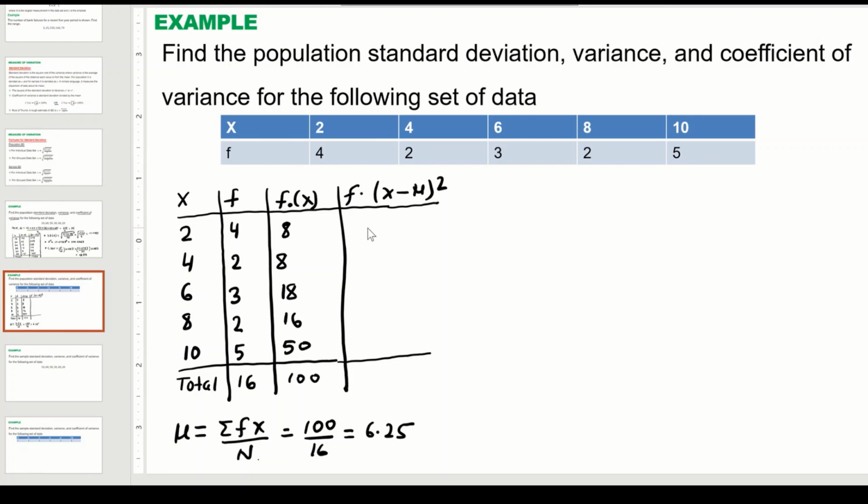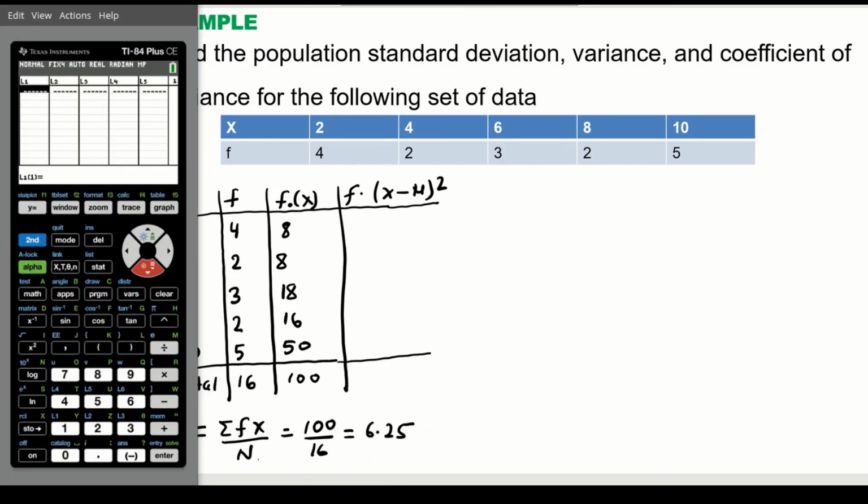So in order to make my process a little faster, I'm going to use the TI-84 calculator. In list 1, we can plug in the x value. In list 2, we can plug in the frequency. Let's do that. Okay, we have the x value in the first column, frequency in the second column. If you look at our third column, we have f times x.